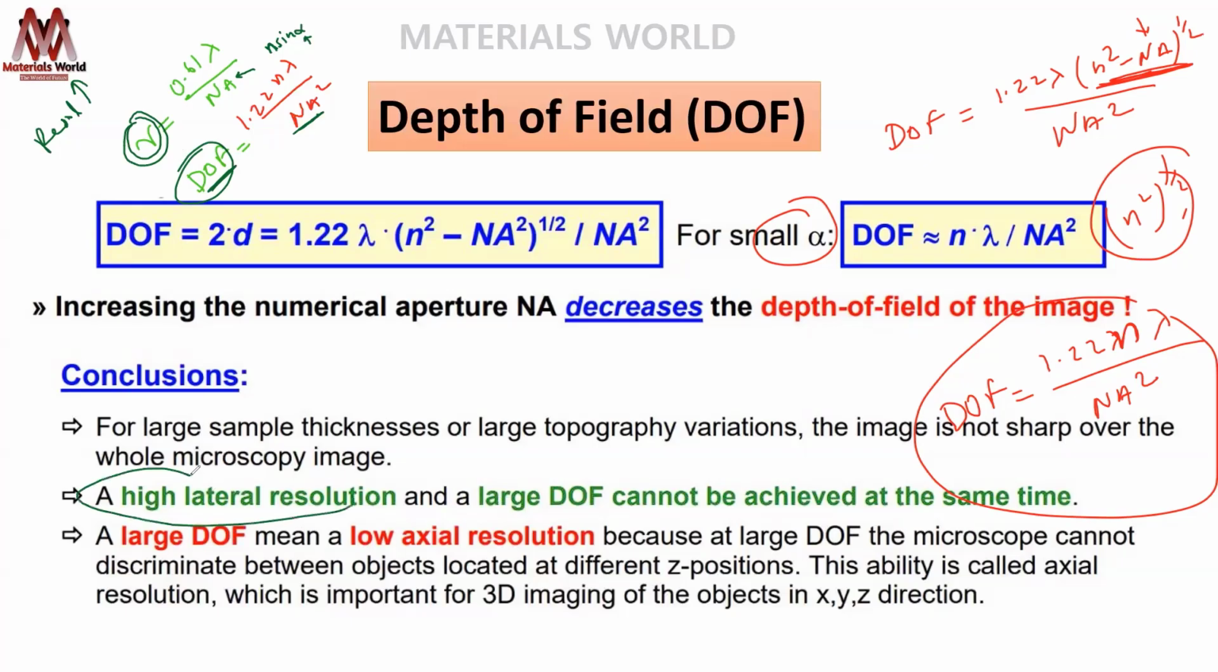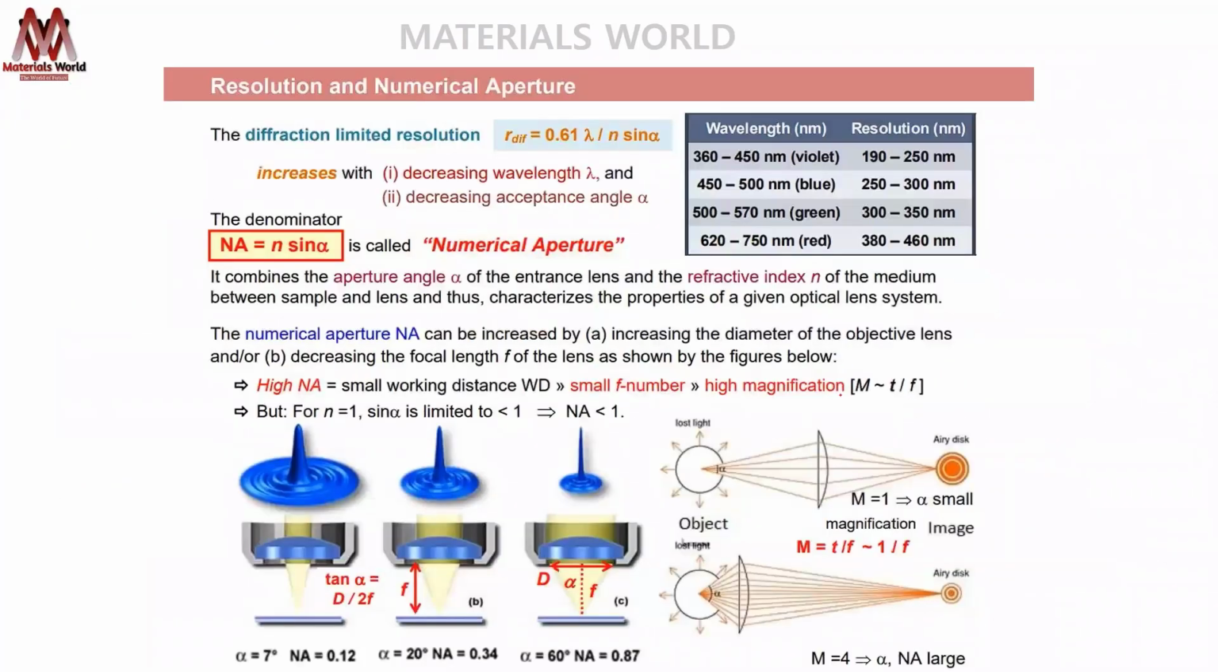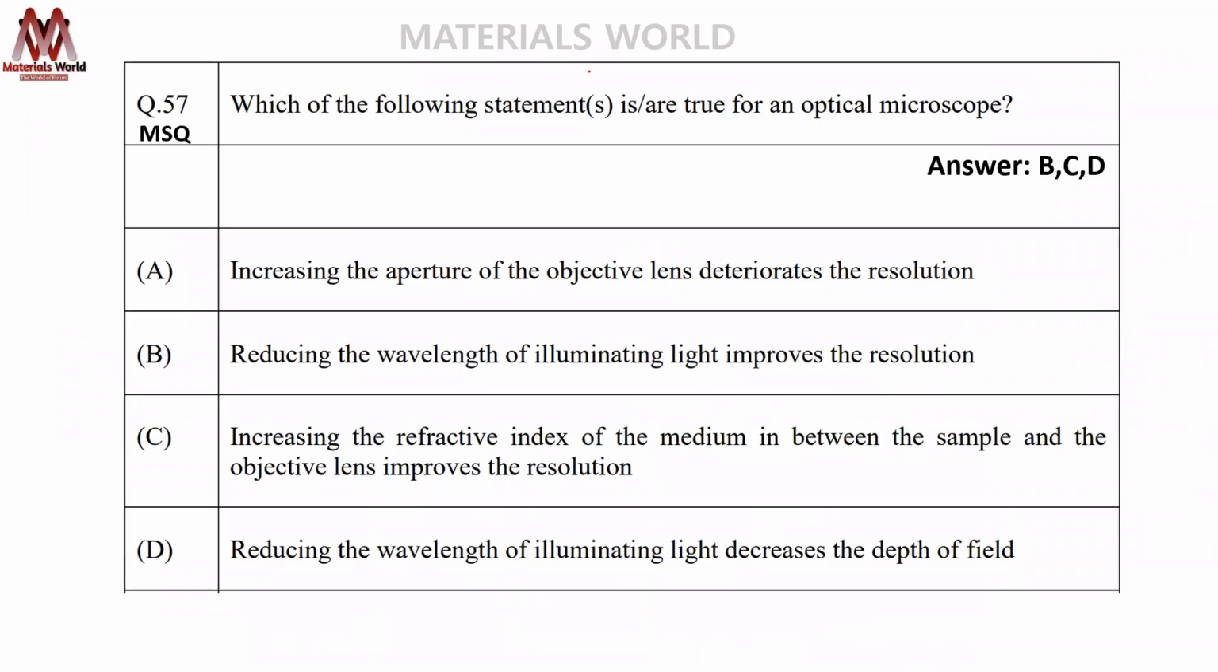So high resolution and large depth of field cannot be achieved at the same time. The same thing is given here. Like large topography variation, you cannot observe. If you want to get very high resolution, then your depth of field will be compromised. Got my point? Now, if you know these two formulas, it's very easy to find this.